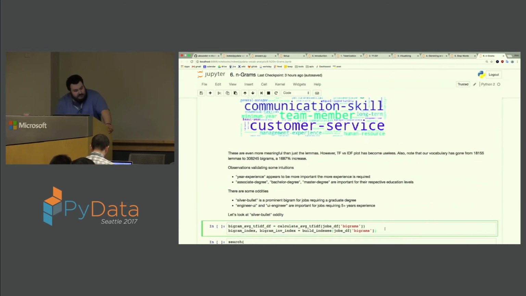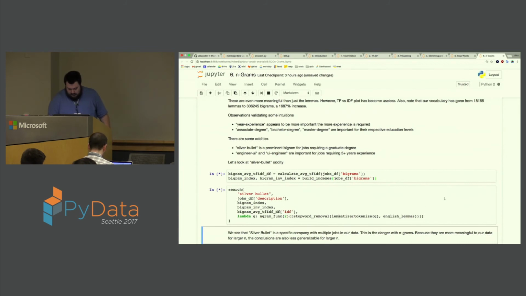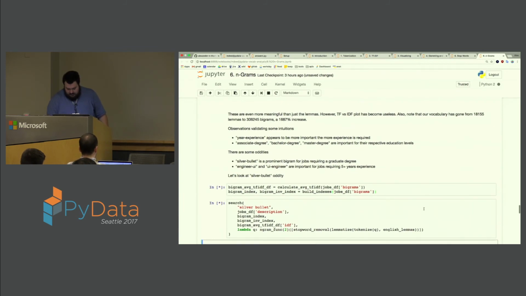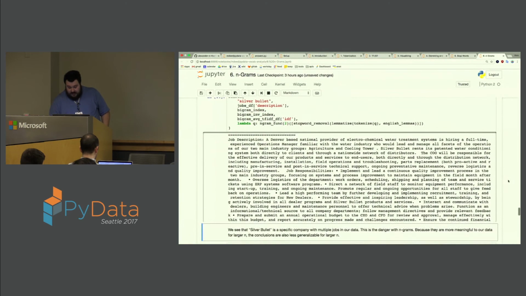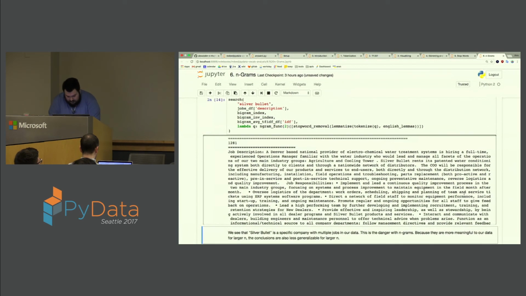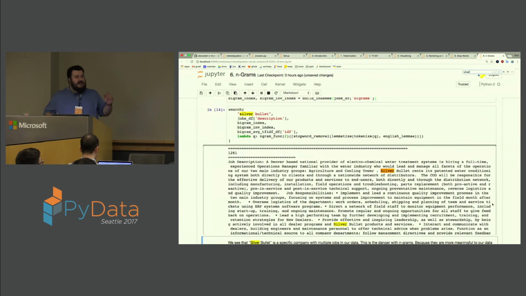So let's use our search function we made all the way back when. And we're going to search for silver bullet. Okay. And sure enough, there's a company called Silver Bullet. And they've posted many jobs on this data set.